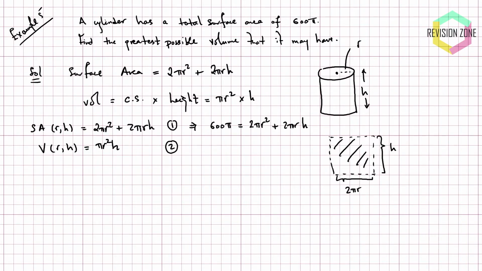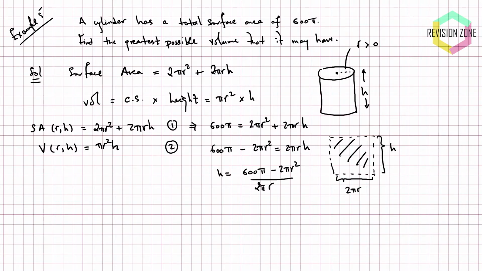This allows me to rearrange for h, so I can just say 600 pi take away 2 pi r squared is 2 pi r h, and therefore h has to be equal to 600 pi take away 2 pi r squared, divided by r. In this context, it's pretty clear that r has to be bigger than 0, otherwise we have no cylinder. Of course, I must keep my factor of 2 pi next to my r, so I'm just going to write that down.